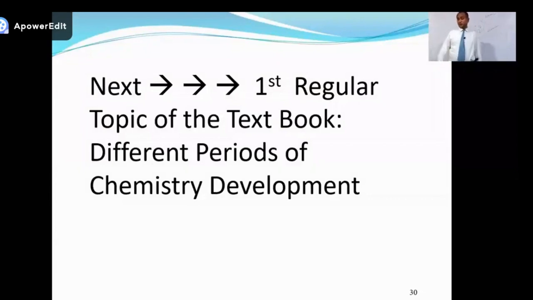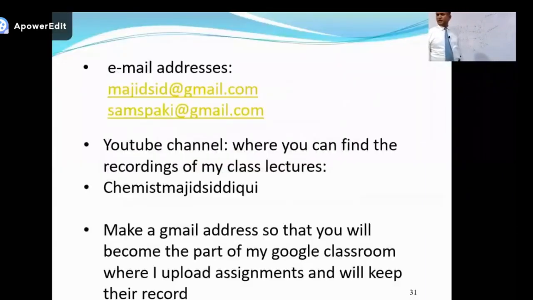Next class, it would be the first regular topic of your textbook, different periods of chemistry development. Means on Friday, we'll start the first topic of your book.